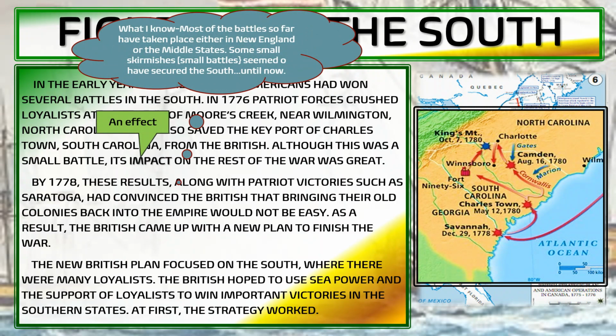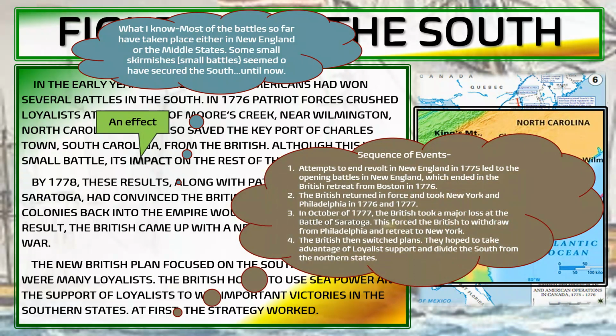What I know is that most of the battles so far have taken place either in New England or the Middle States. Some small skirmishes, tiny battles, seem to have secured the South until now. So we've reached a point where the South is being looked at again. The British are turning their eye toward the South. And here's our sequence of events.